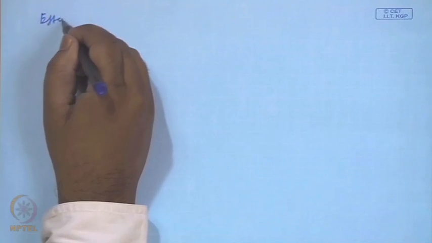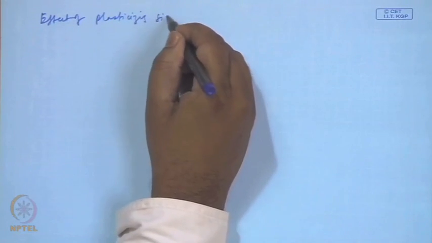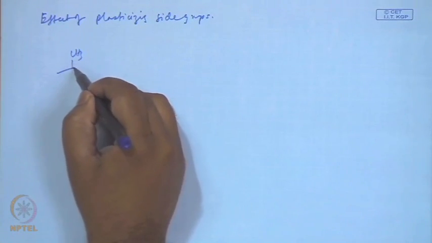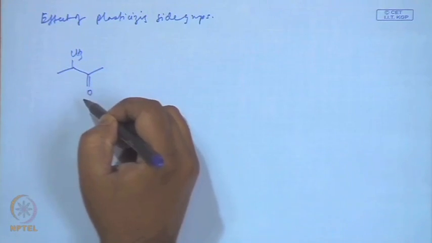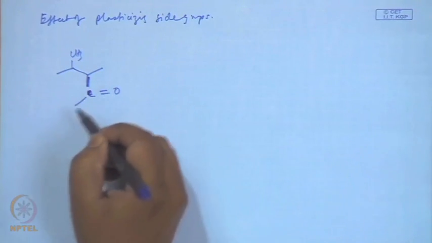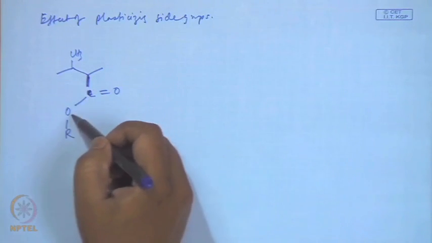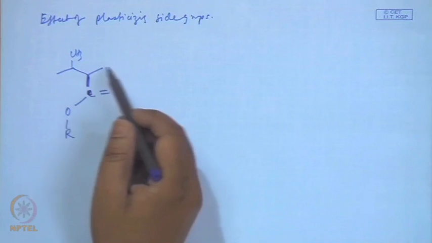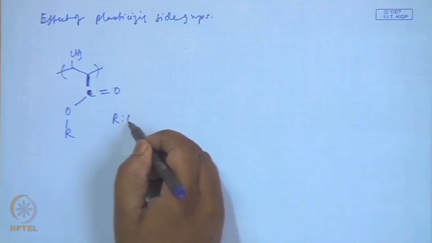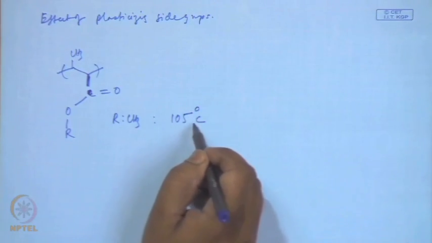Next, let us talk about the effect of plasticizing side groups. Let us see a particular example of methacrylates. If R is CH3, which is methyl methacrylate, the Tg is around 105.